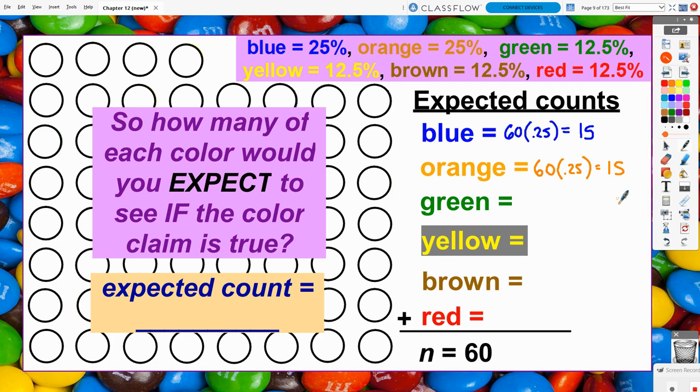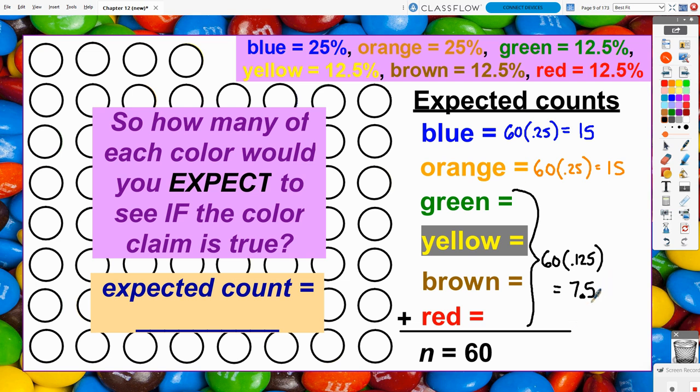Now, green, yellow, brown, and red. Notice that they all are 12.5%. So really, we can kind of clump these together and say out of the 60 M&Ms, we expect 12.5% of them to be green, yellow, brown, and red individually. Well, how many is that? Well, when we do the math, we get 7.5. Can we really have half of an M&M?